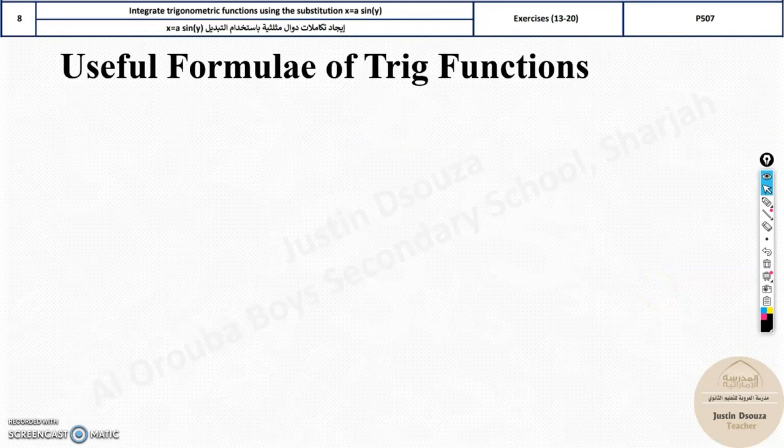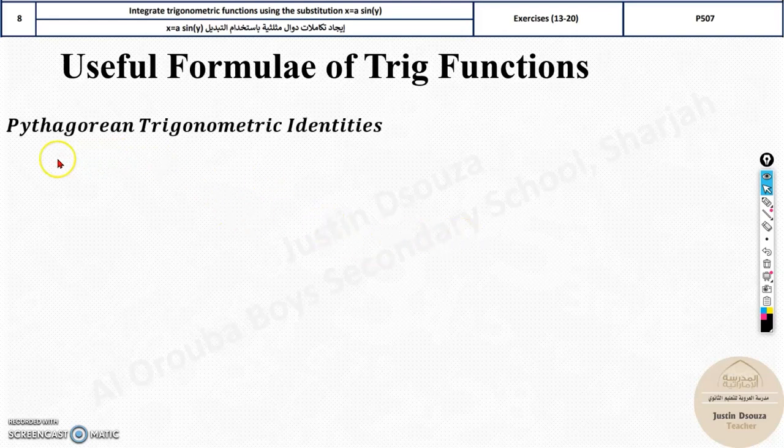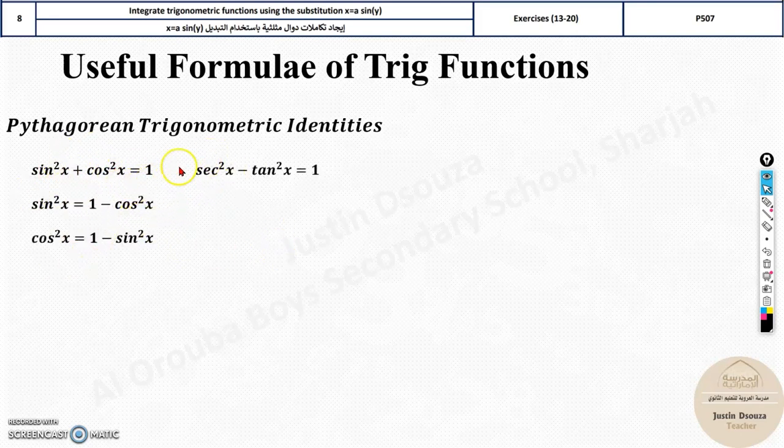The 8th topic is to integrate trigonometric functions. Before we begin this topic, let us quickly run through a few of the basic trig function formulas. Starting from the Pythagorean trigonometric identity, it is sine square x plus cos square x equals 1, and just by moving cos and sine to the other side, we get these. Similarly, we have secant square x minus tan square x equals 1. Moving around, we can get the other two.